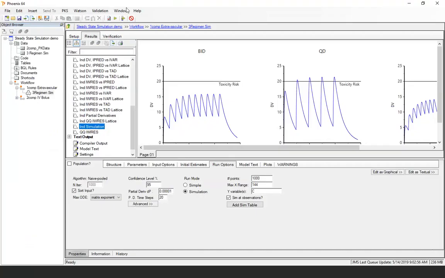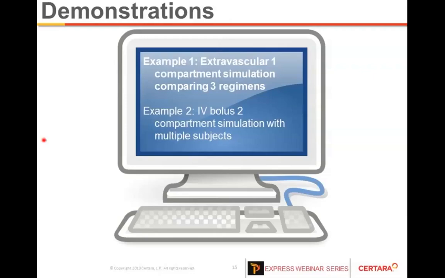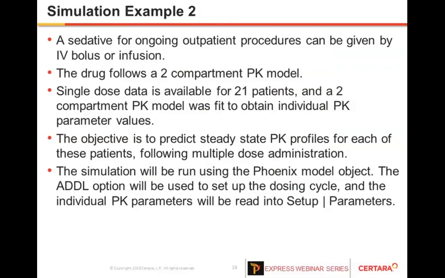I'm going to go ahead and stop sharing the Phoenix application briefly here, and return to the slides. And the second example that I've prepared for today: the background is a sedative for ongoing outpatient procedures, which can be given by either IV bolus or infusion. The drug follows a two-compartment PK model, and single-dose data is available for 21 patients. A two-compartment PK model is fit to obtain individual PK parameter values. The objective here is to predict steady-state PK profiles for each of these patients following multiple dose administration.